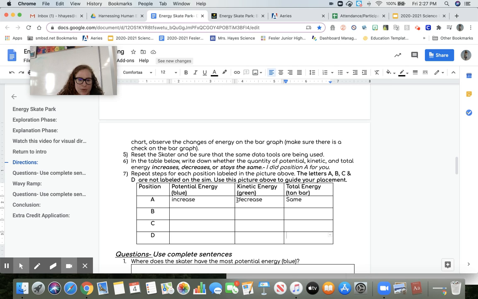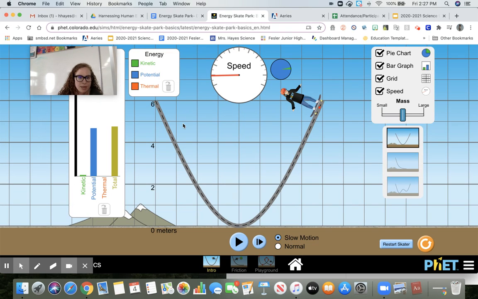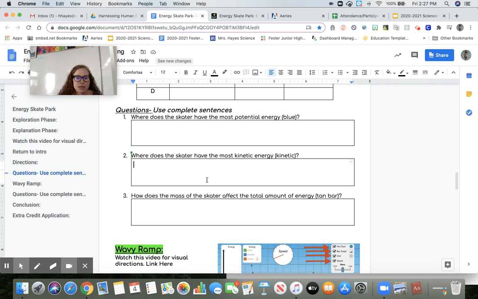Okay, last 3 questions for this one. Where does the skater have the most potential energy? What part of the ramp? You can tell me the letter, or you can say the top, the middle, the bottom. When did the skater have the most potential? That's the blue. When did they have the most kinetic?